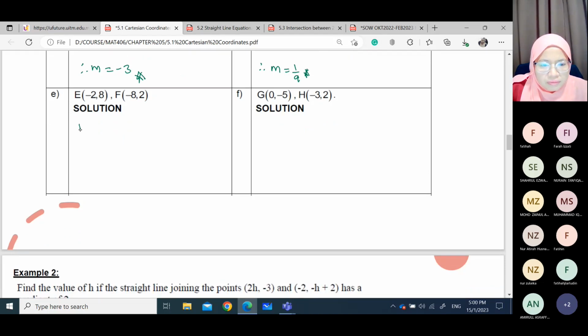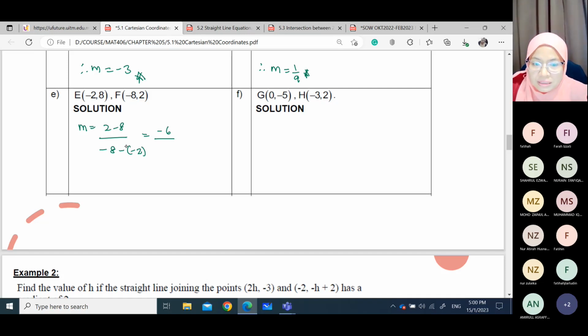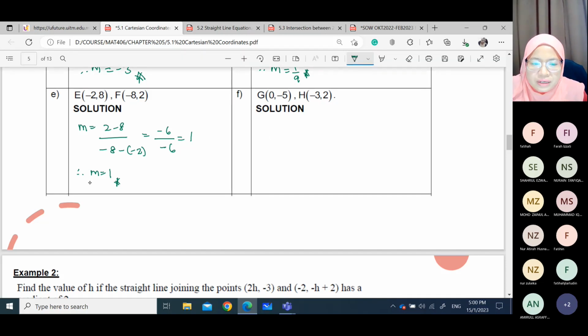Okay, so let's look at E. Find the slope or gradient. M here is 2 minus 8 over negative 8 minus negative 2. So here we have negative 6 over negative 8 minus negative, which is plus. Negative 8 plus 2, we have negative 6. So simplify, and here we have 1. Therefore, the gradient between points E and F is 1. Okay, this is the solution. Okay, so last one.